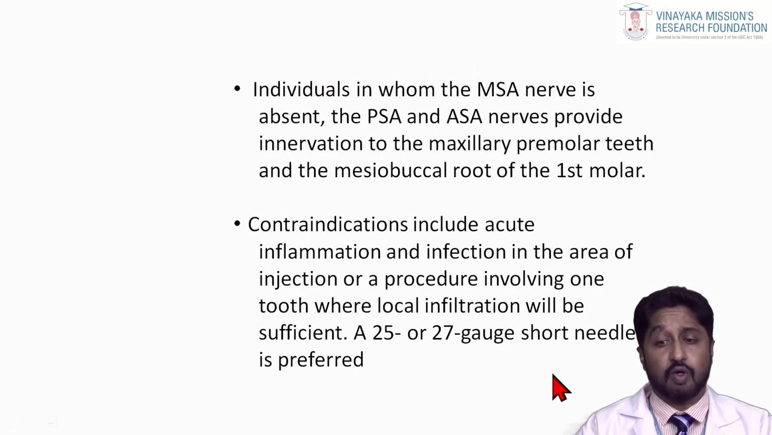In individuals in whom the MSA nerve is absent, the PSA and ASA nerves provide the innervation to the maxillary premolar teeth and the mesiobuccal root of the first molar. So even the mesiobuccal root of the first molar will be anesthetized. Two premolars and the mesiobuccal root of the first molar will be anesthetized in this MSA nerve block. Contraindications include acute inflammation or infection in the area of injection.